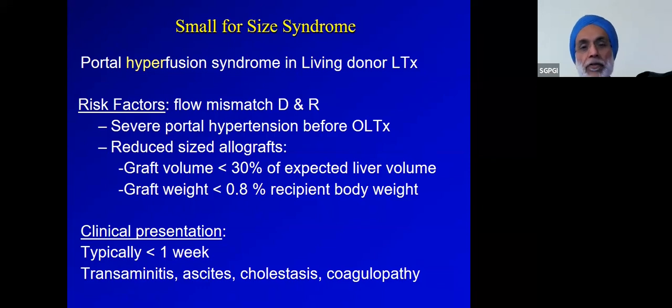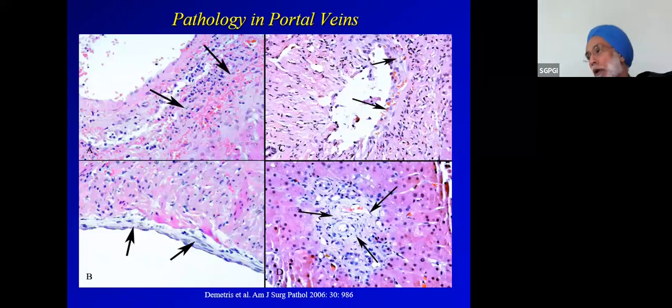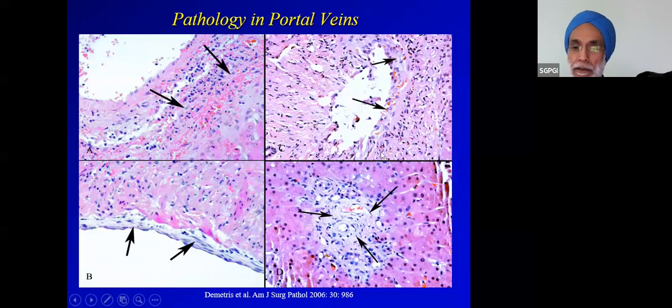The typical presentation of small for size syndrome is within a month or within a week with transaminitis, ascites, cholestasis, coagulopathy. Let me show you a few pictures. So you should look at this pathology as just high pressure damaging the portal veins. So the endothelium is damaged. So you get hemorrhage in the perivenular space. The same thing here, then it will be a secondary inflammation and there will be fibrosis. Later stages, there might be atrophy of the portal veins, and other portal veins may be dilated due to compensatory phenomena.